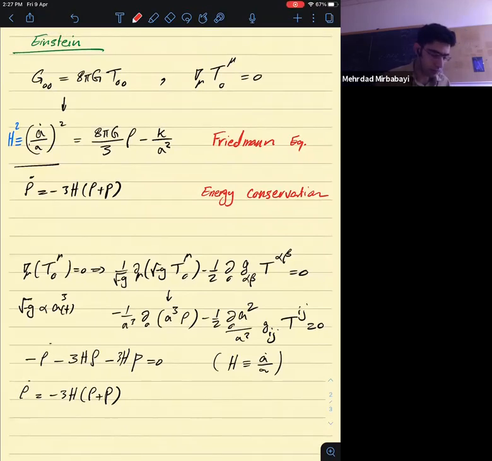Okay, so what would be the goal? We said that we have some symmetries. The symmetry fixes the form of the metric up to this function of time a, and it fixes the form of the energy momentum tensor up to these two functions, rho and P. So the goal is to find the time dependence, or to find these functions, right?